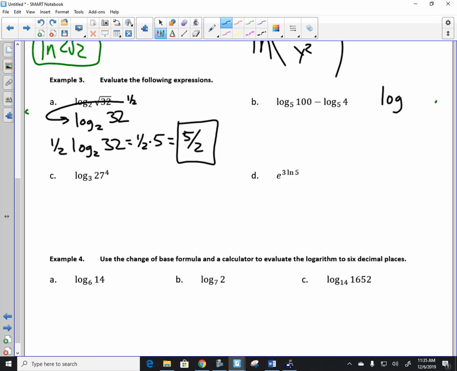The next one, log base 5 of 100 minus log base 5 of 4, that's the log base 5 of 96, right? No. 100 over 4, which is? Yeah, log base 5 of 25. That's what we do. Oh, right, it's a single logarithm. We have to divide those. What's log base 5 of 25? 2.